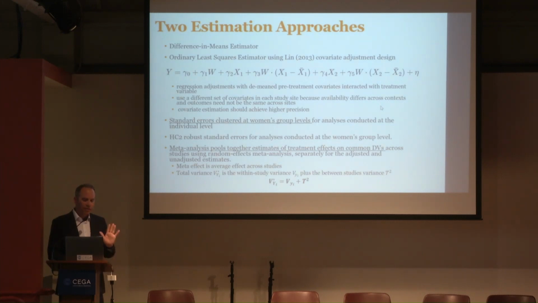There's a little bit of methods here. We have two different estimators. So the first one is just a straight difference in means. That's what I'm going to present. We also use the Lin estimator, which adjusts for covariates. I won't go into too much detail about it since I'm not going to present it. But it's a way to adjust and reduce some noise for pretreatment covariates. In fact, we have very little difference between our straight difference in means and this adjusted one. Standard errors are all clustered at the women's group level.